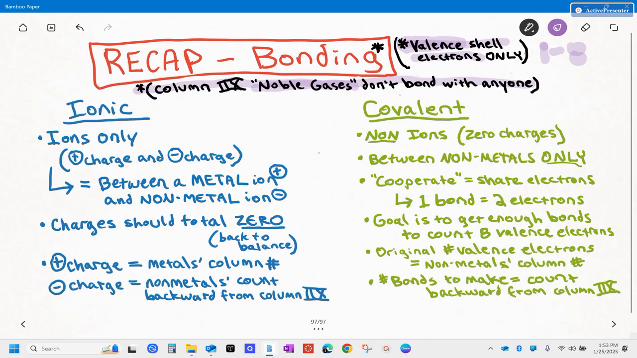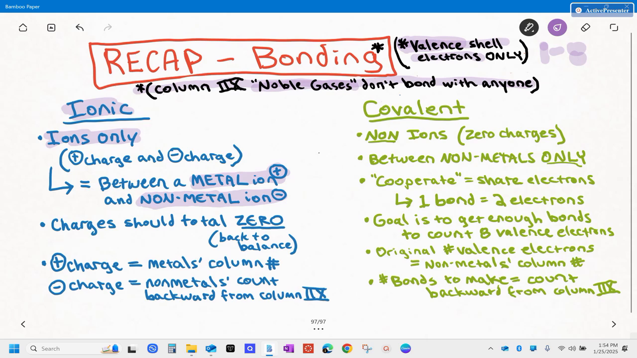Okay, so for the differences between ionic and covalent bonds, ionic bonds are for, guess what, ions only. And ions are a special form of the element where they've lost or gained electrons, and so now they have a positive or a negative charge. A metal ion on the very left of the periodic table loses electrons, so it has a positive charge. A nonmetal ion on the right-hand side of the periodic table gains electrons, so it has a negative charge. So ionic bonding is only between ions, the ones who have gained or lost electrons and so now have a charge. That's the only time ionic bonding is relevant.